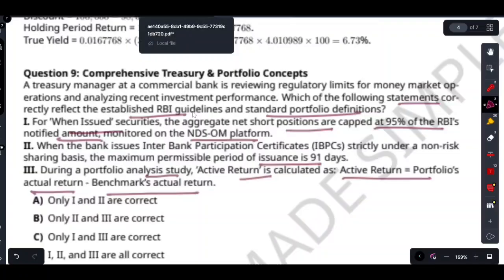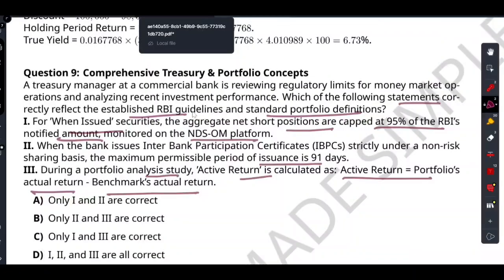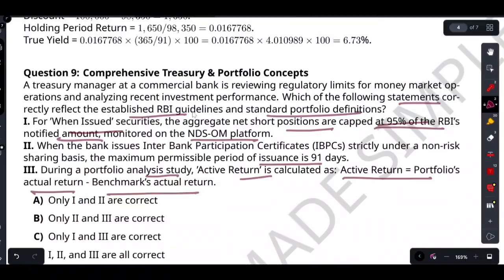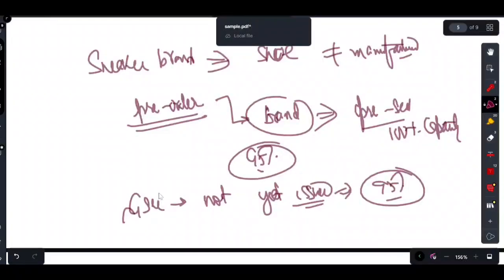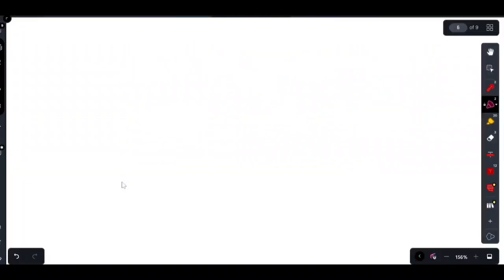As you can see, for when-issued securities, the aggregate net short position is capped at 95%. Exactly. Now let's look at statement number 2, which is talking about IBPC on a non-risk sharing basis.